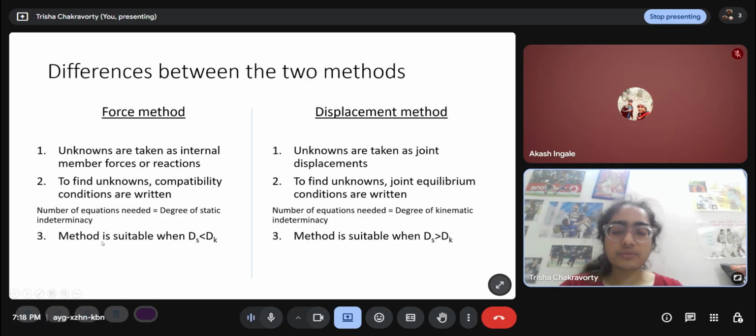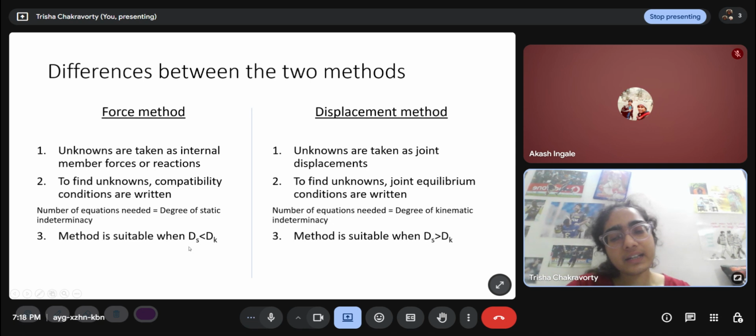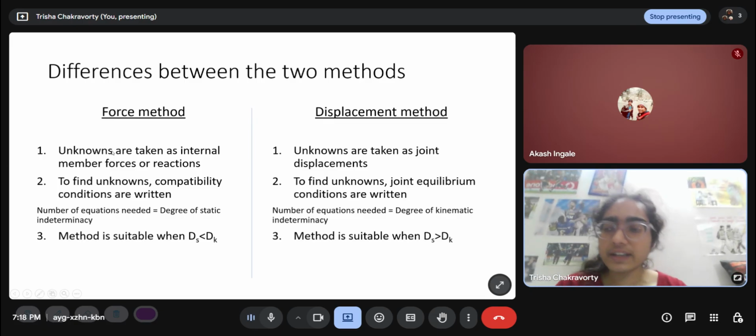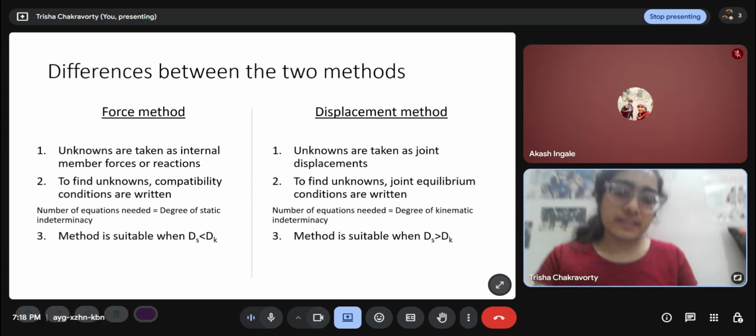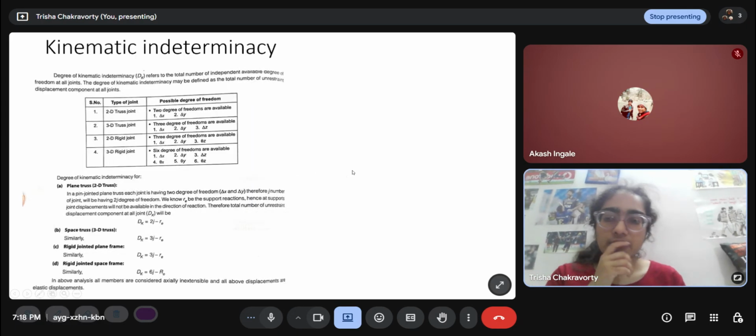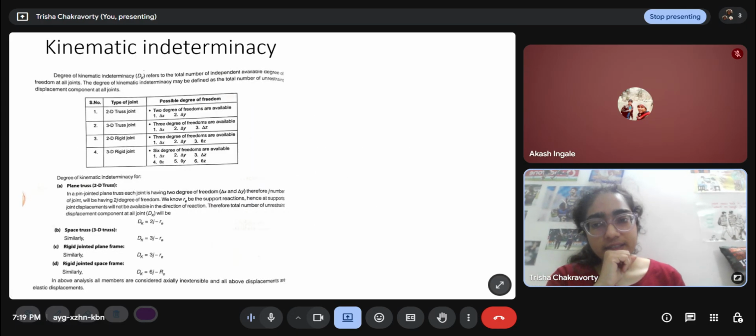And the method is suitable: force method is suitable when the degree of static indeterminacy is lesser, because that is the number of unknowns here, and obviously we would want to solve a lesser number of equations. And when the degree of kinematic indeterminacy is less, we would prefer the displacement method. Now let's look at what kinematic indeterminacy is.